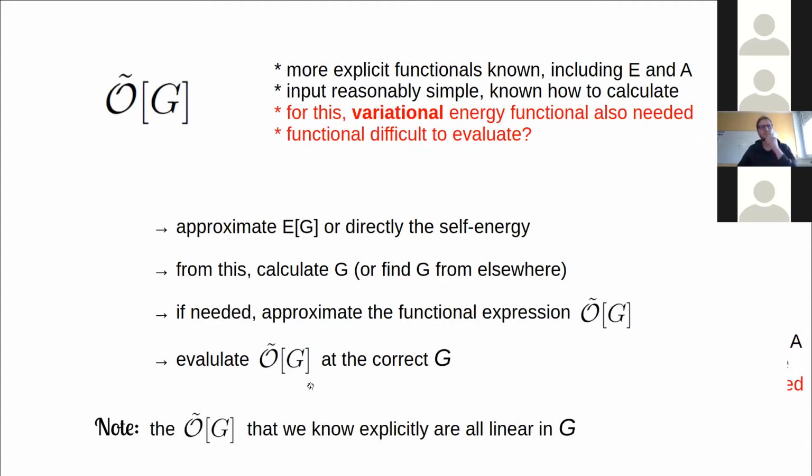It's interesting to note that the observables we are usually looking at, for which we have an explicit expression, they're all linear in the one-body Green's function, the ones we know exactly. That's actually interesting. Same for the density, I would say.